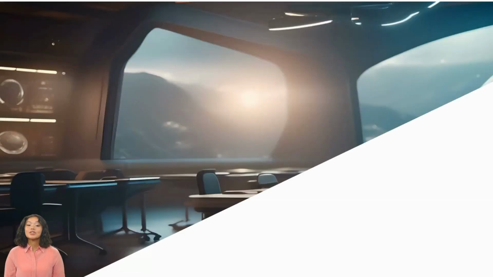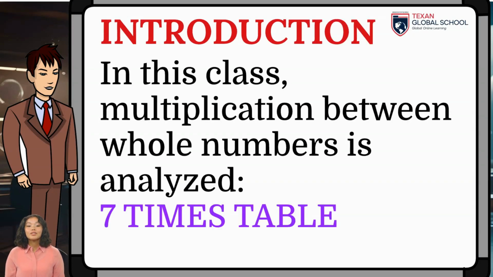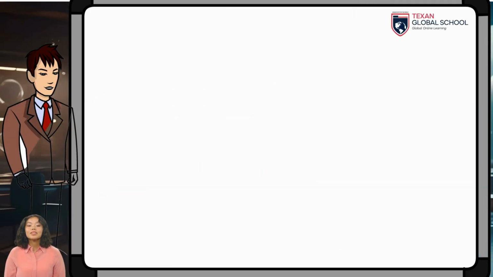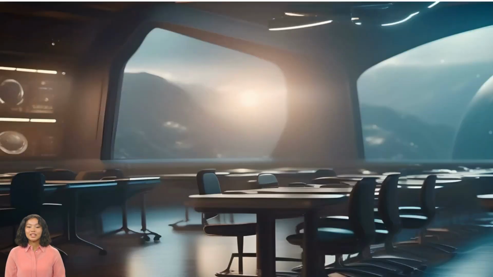In this class, the multiplication of whole numbers is analyzed, specifically multiplying by 7. Remember that multiplication is repeated addition. This means that multiplying implies adding one of them, the number of times of the other. Any number multiplied by 7 results in the same number sevenfold. Let's see a first example.